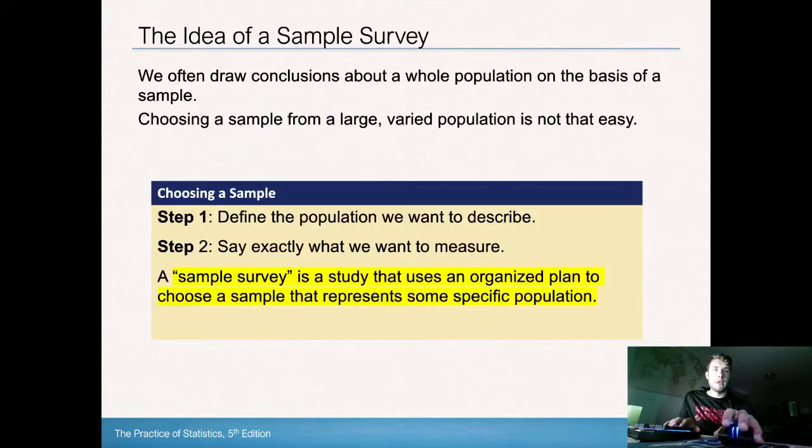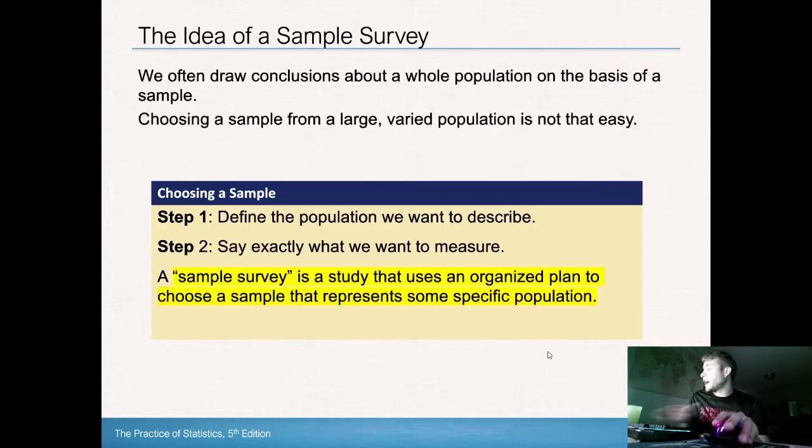1 second. Got it. Okay. So I'm going to pause, write down this definition for a sample survey. Have it in your notes. All right. A sample survey is a study that uses an organized plan to choose a sample that represents some specific population. All right. So you have that written.